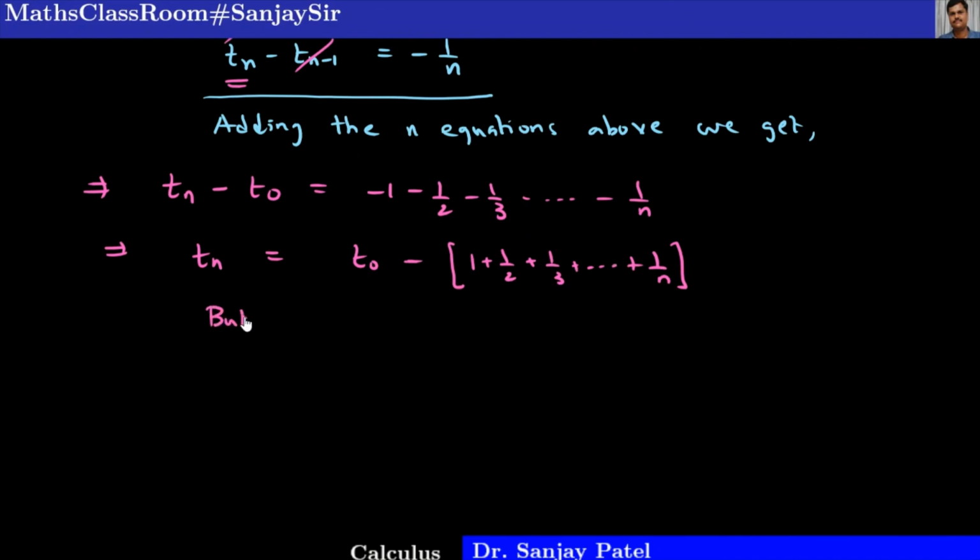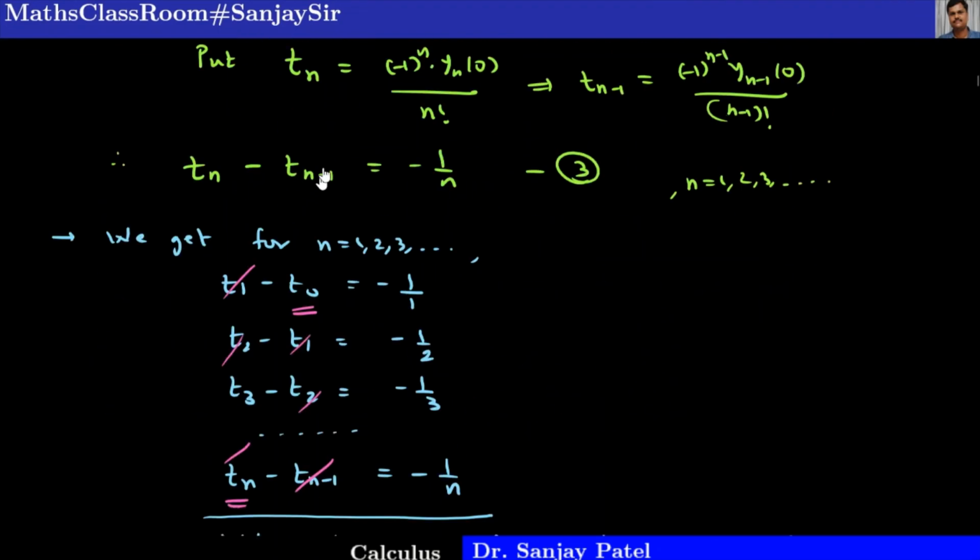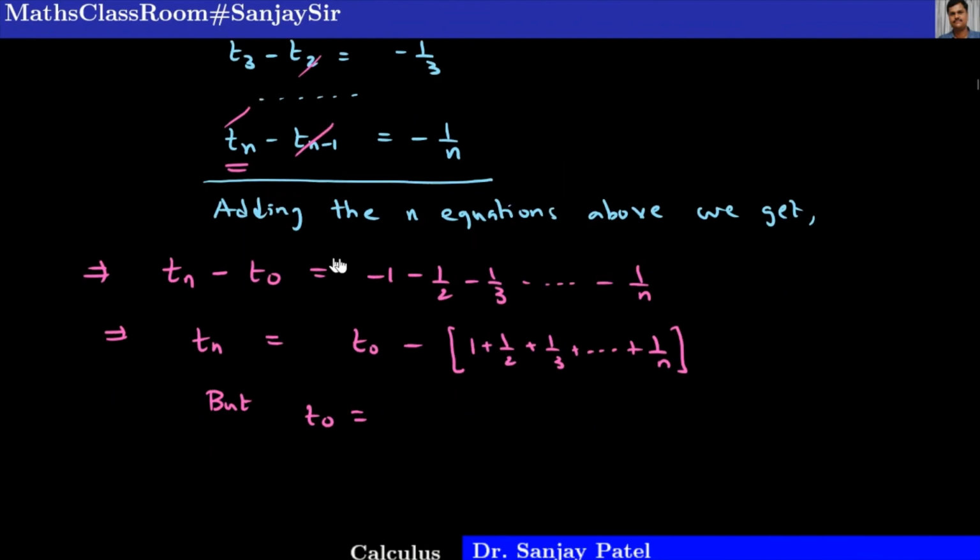but what is T0? T0 means we have to put n equal to 0 in this. So for n equal to 0, T0 is minus 1 raised to 0, that is 1, into y0 of 0 upon 0 factorial, where y0 we understand as the function y of 0. That is nothing but simply y of 0. Minus 1 raised to 0 is 1, 0 factorial is also 1, and y of 0 means the value of the function y at x equal to 0.